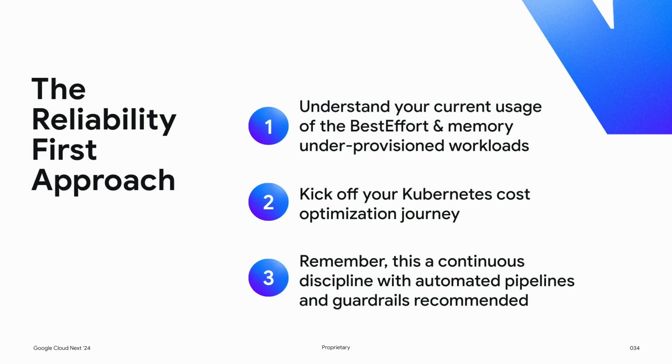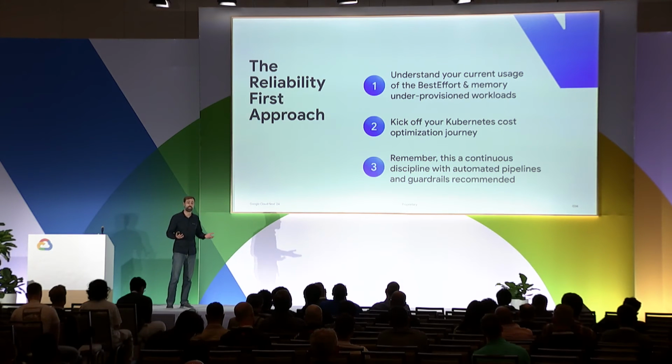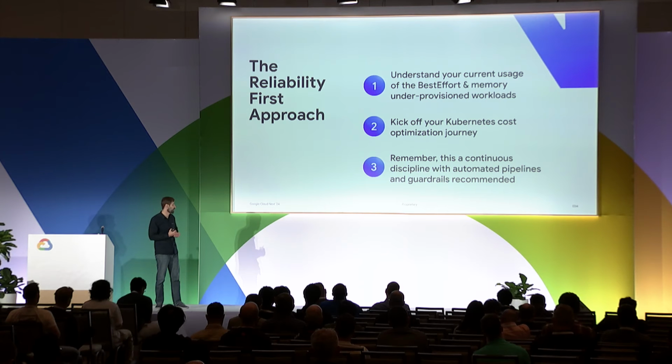And you just need to remember that cost optimization is basically a continuous discipline. It's not done once and it's all done. There are good ways to do that. You can create guardrails. You can improve your CI/CD pipeline so that you can catch those problems early in the cycle, in the process.